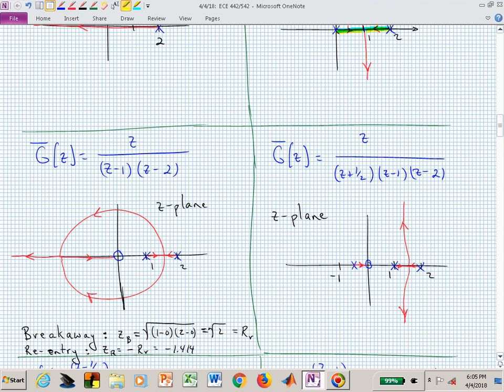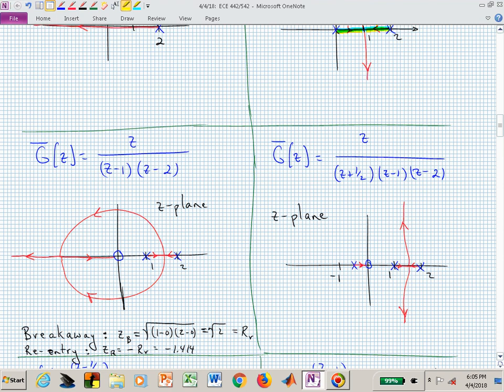And we said that the branches start on the poles and end on the zeros, the finite zeros and infinite zeros. But in the finite z-plane, the branches are going to go to the zeros, and then the others are going off to infinity, the zeros at infinity.